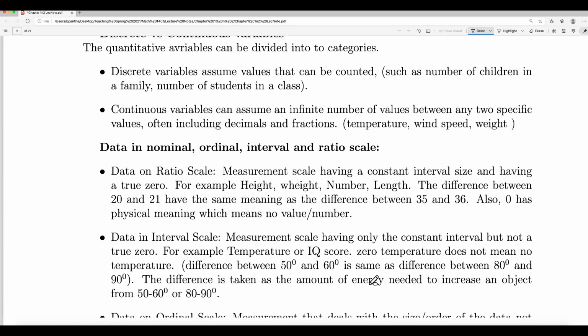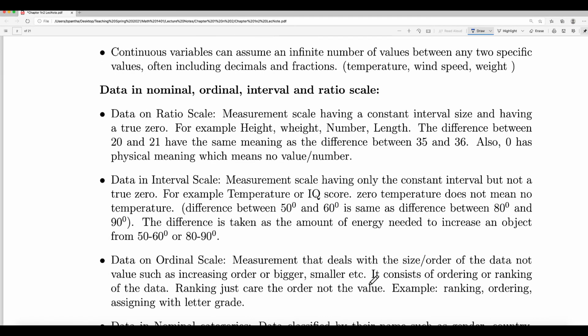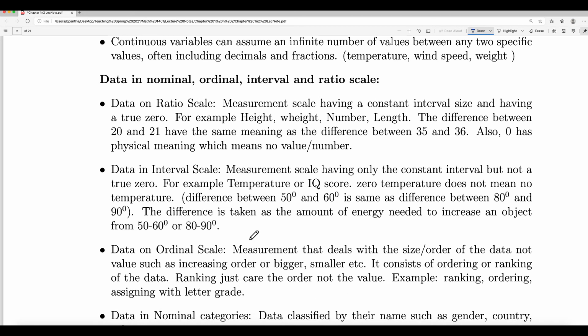The next thing we want to talk about is data in nominal, ordinal, interval, and ratio scale. First, the data on ratio scale: the measurement scale having a constant interval size and having a true zero. What is the meaning of true zero? It means the variable can take a zero value and it has meaning. For example, height, weight, number, length. These are data on ratio scale.